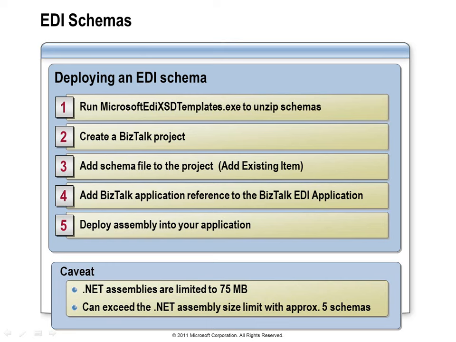Now, one of the things to watch for with these schemas is they can tend to be quite large. And so in some cases, you may have to use that as a reason to differentiate these schemas into different projects. You can pretty quickly hit a size limit on the .NET assemblies by putting too many of these EDI schemas in one BizTalk project. So if you're hitting that limitation, you may need to think about how best to segregate or segment these things into individual schema projects.